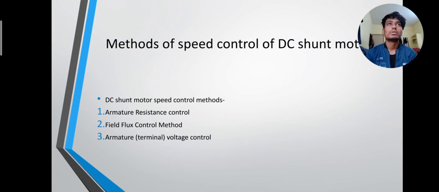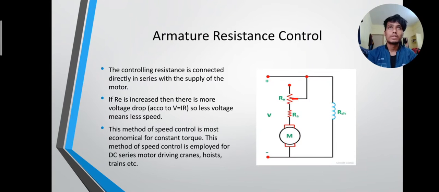Hello, good morning everyone. My name is Nikhil Prakash Shendge. Here are some of the methods of speed control of a DC motor. The first method is armature resistance control. The second method is the field flux control method. The third one is the armature terminal voltage control method. I am here to present the first method of speed control of a DC motor.